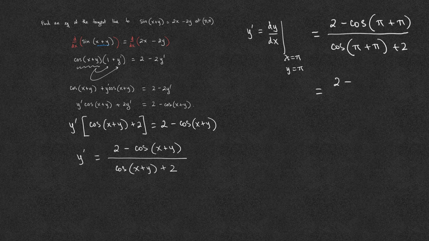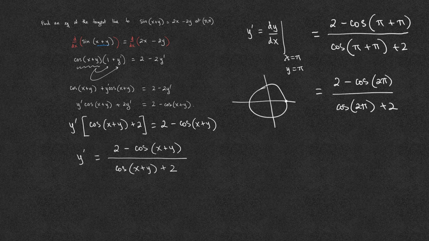This is (2 - cos 2π) over (cos 2π + 2). 2π is at the point (1, 0) on the unit circle, and so cosine of 2π is 1. And so the slope of the tangent line is 1/3.